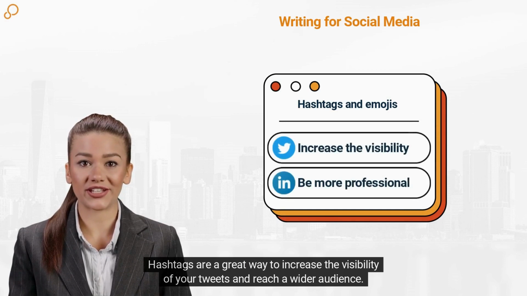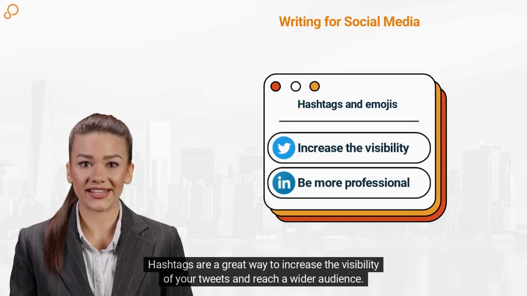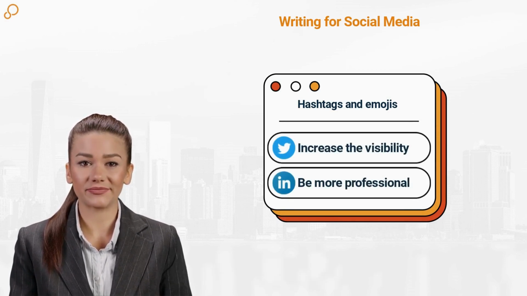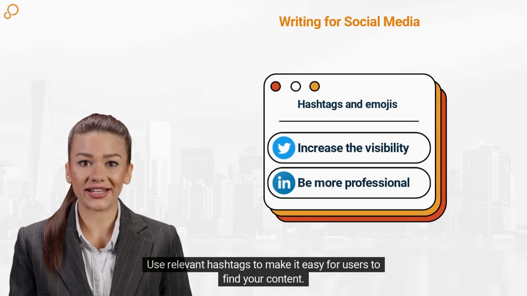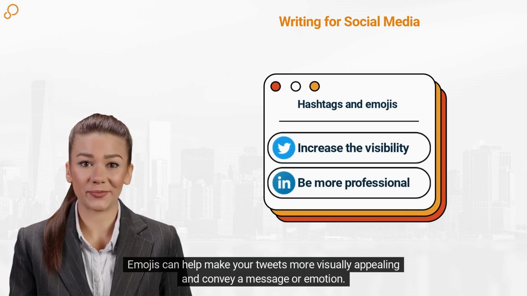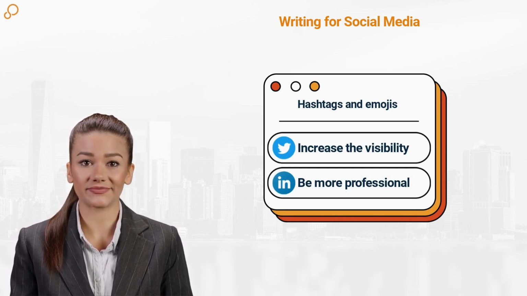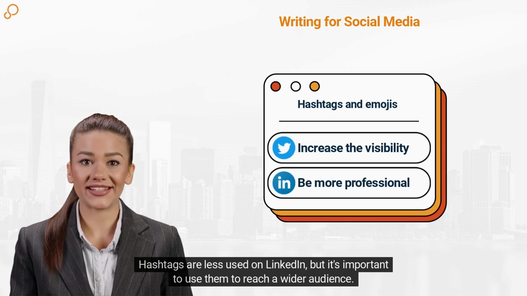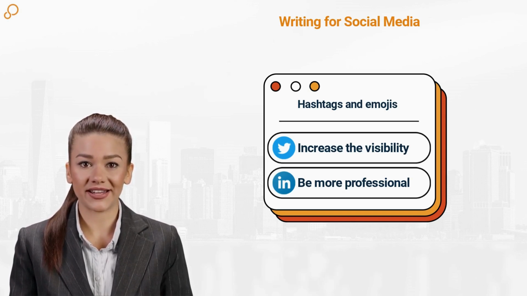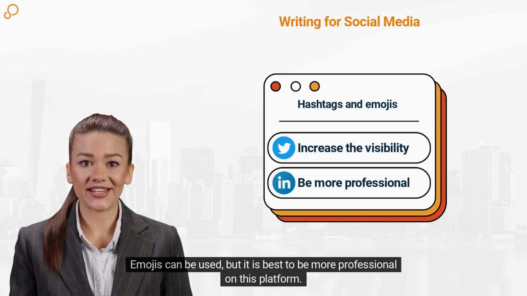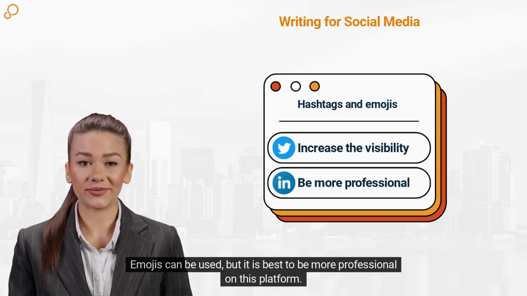Hashtags are a great way to increase the visibility of your tweets and reach a wider audience. Use relevant hashtags to make it easy for users to find your content. Emojis can help make your tweets more visually appealing and convey a message or emotion. Hashtags are less used on LinkedIn, but it's important to use them to reach a wider audience. Emojis can be used, but it is best to be more professional on this platform.